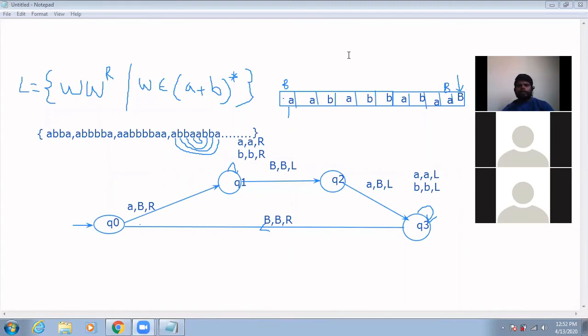So what you need to do? You need to replace A with a blank, and you need to move to the right-hand side. You need to move right until you encounter a blank. Whenever a blank is encountered, you go to the left-hand side, and here you encounter A again. So A you are making a blank. Again you move to the left-hand side until you encounter a blank.